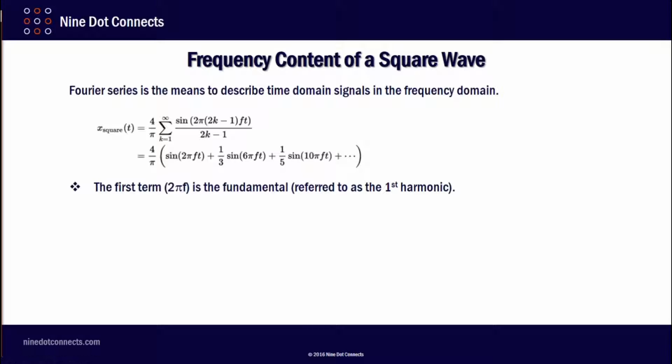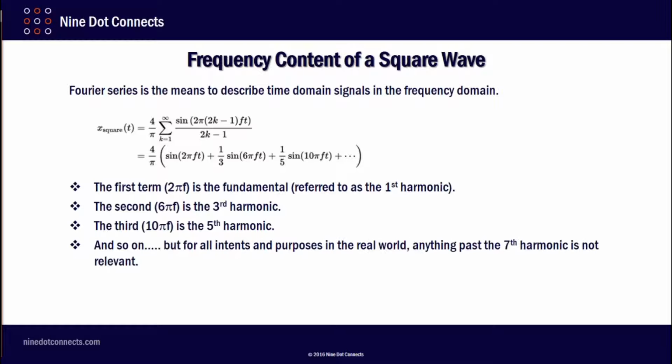The first term, 2 pi f, is going to be the fundamental frequency. It is sometimes referred to as the first harmonic. The second term is 6 pi f. It's the third harmonic. The third term, 10 pi f, is the fifth harmonic, and so on. But for all intents and purposes in the real world, anything past the seventh harmonic is not really relevant.